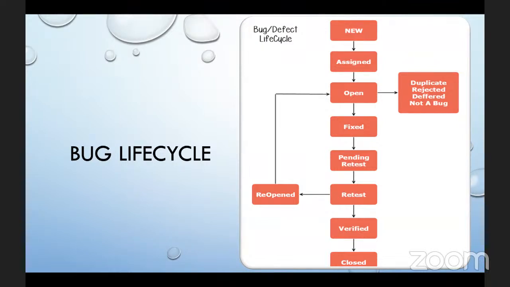So as you can see, we have the open status. If it's open, the developer will start working on it. It goes to fix, and then it comes into pending retest, right? When the developer fixes it, that means we're waiting for the tester or quality assurance engineer to test it again. When the quality assurance engineer retests it, a couple of things can happen.